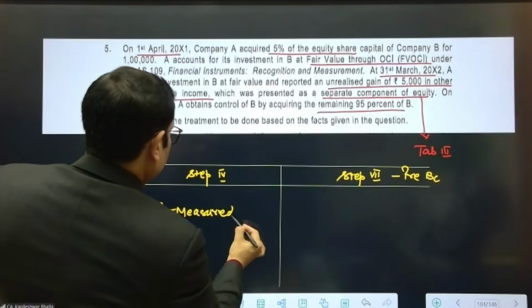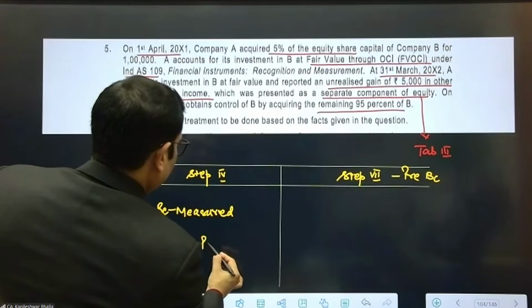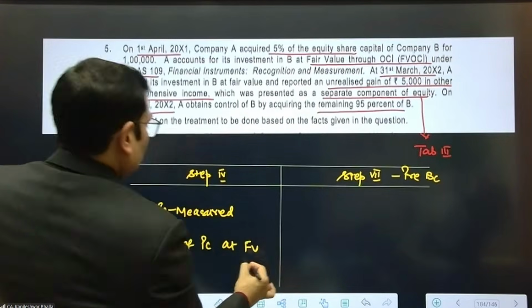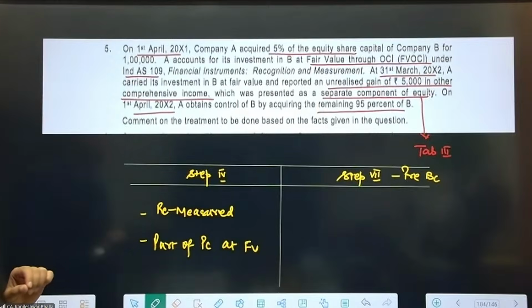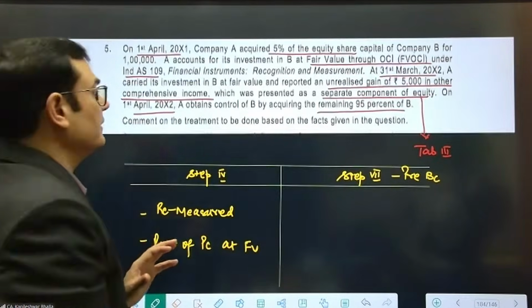This will be remeasured and it'll be a part of PC at fair value. So we can only give it theoretically because I'm not given any facts in this case. Now, let's look at the accounting entries in this case.